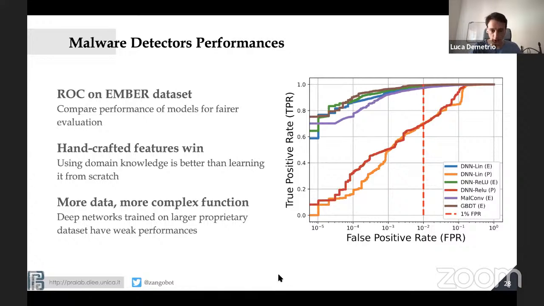So as you can see, the brown line, which is the tree, is on top of every deep neural network. That's kind of intuitive, because the tree is not tasked to learn the representation, but is just focused on what the developers are feeding to it. So there is already domain knowledge in the tree. While the networks are trained in two different settings: some networks are trained on a proprietary dataset, which is about 16 million samples, and the other ones are trained on this Ember dataset, which is less than 1 million.